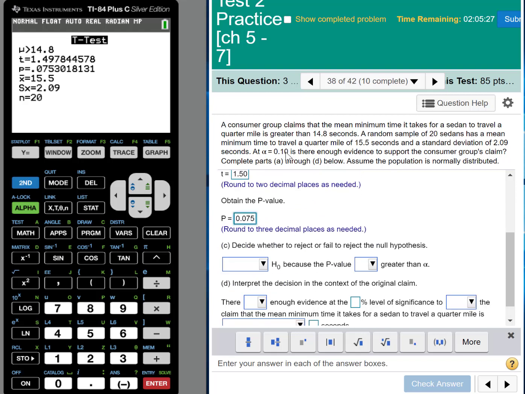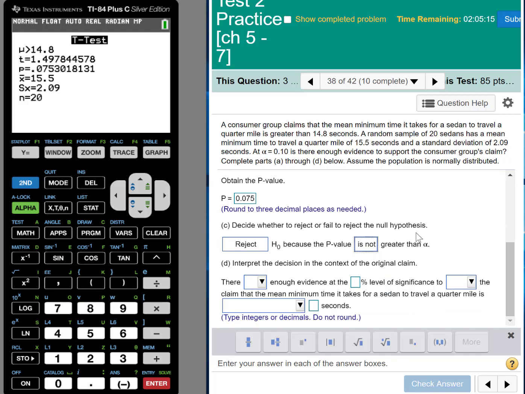Okay, what is alpha? 10%, so that's less. Reject. If you reject H0, you say there is, because the p-value is less than alpha. No, not greater than alpha. It's not greater than alpha. He didn't put the word less. He should have put less than alpha, but he put greater than. We say it's not greater than alpha.